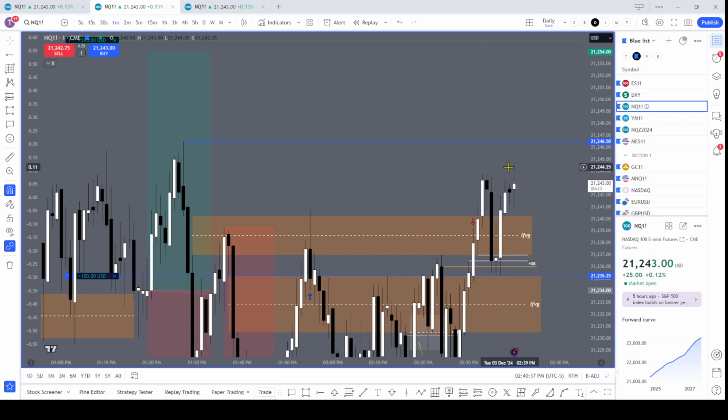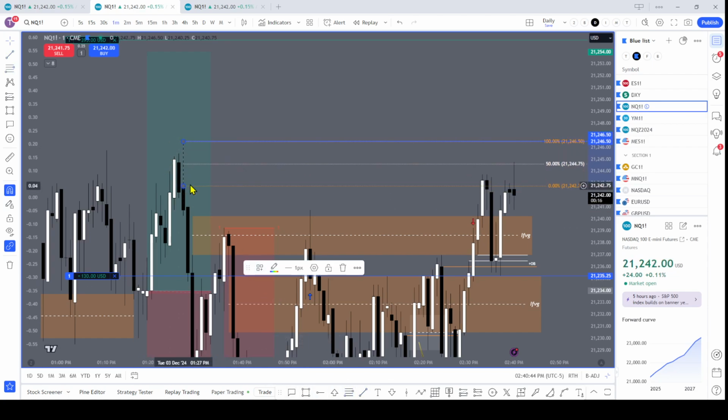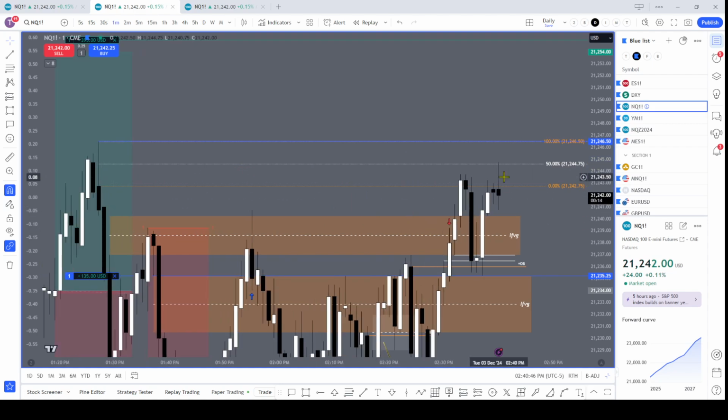Swept this high. Let me draw this out. Midpoint of this wick. That's midpoint, 21,244.75.